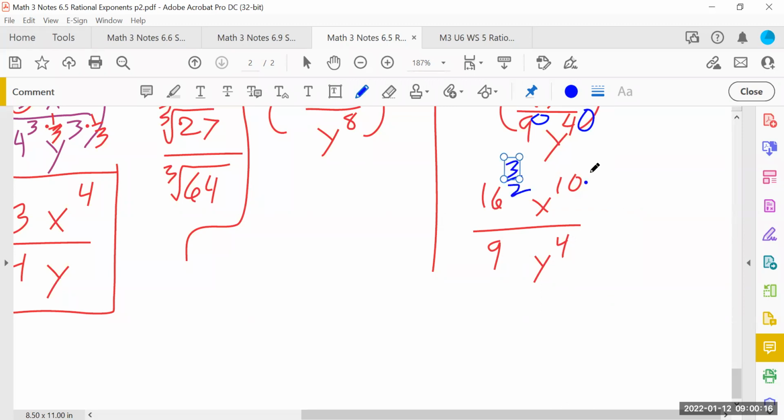3/2 times 3/2, 3/2, 3/2. So again, a couple ways to simplify those numbers. The numbers you could go ahead and write as something to a power, right? Something to a power.